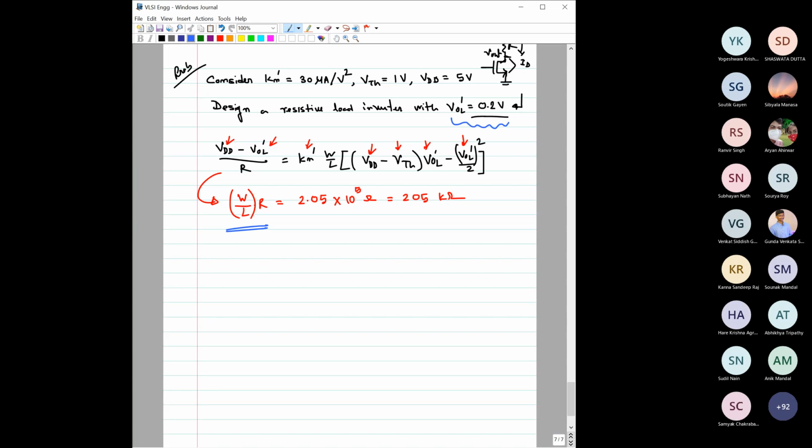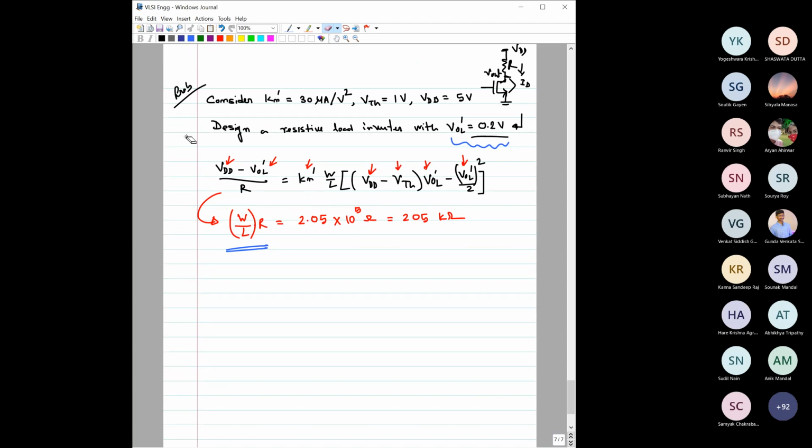Before that, I will also discuss one more thing here. Maybe this point I will discuss a bit later on. That would be important, otherwise the sequence will break here. As you can see from here, W by L into R is this one, so we need to achieve this.